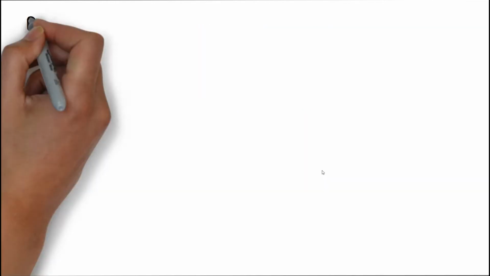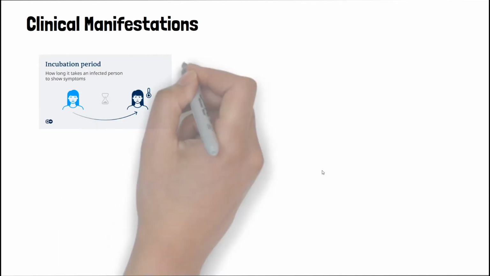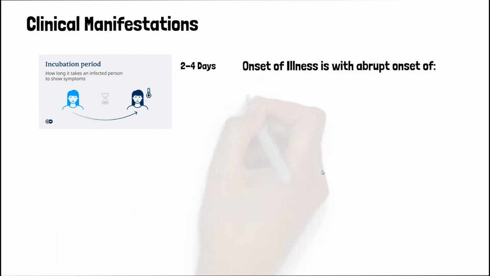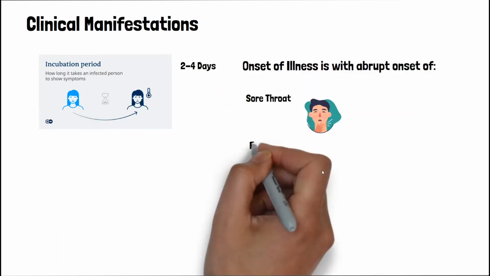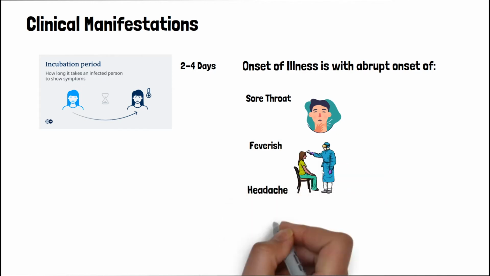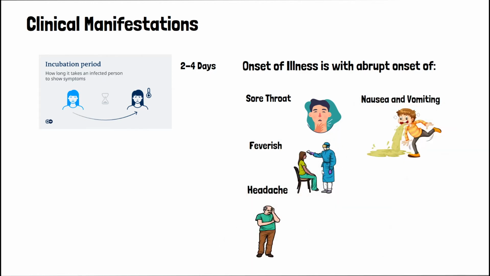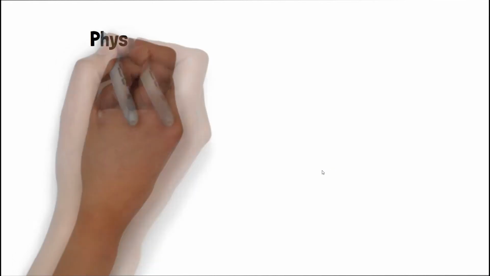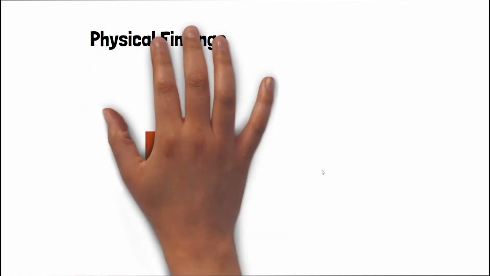Clinical manifestations: the usual incubation period is 2 to 4 days. The onset of illness usually occurs rather abruptly. You have a sore throat, some fever, and a headache. Then you can have nausea, vomiting, and abdominal pain, which are also very common in children.